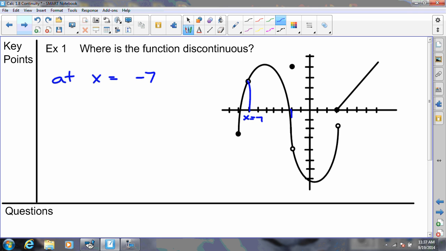And we have a hole in the graph, or perhaps we should say a jump in the graph because it is defined, but we still have the problem at x equals -2, and this jump over at x equals 3. Those are the points where the function is discontinuous. We could say the graph of f, or our function f, is discontinuous at x equals -7, -2, and +3.